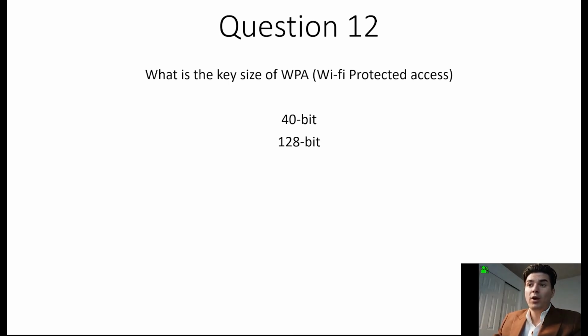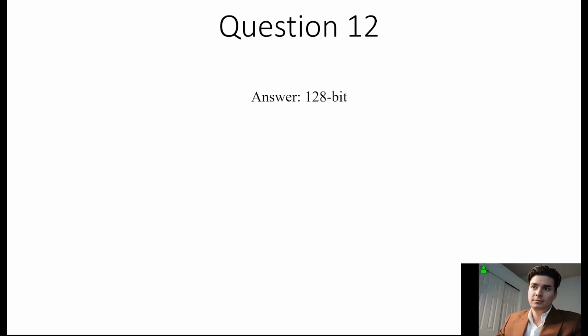Question 12. What is the key size of WPA, Wi-Fi Protected Access? That is 128 bits, while 40 bits, that would be for something used like with WEP. WEP stands for Wired Equivalent Privacy and is one of the original, if not the original, Wi-Fi protocols that they utilized, and that can be broken within seconds.